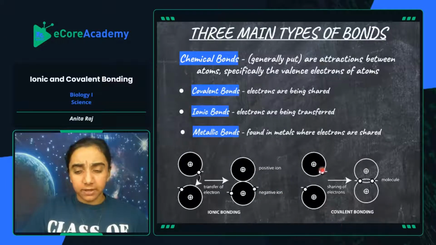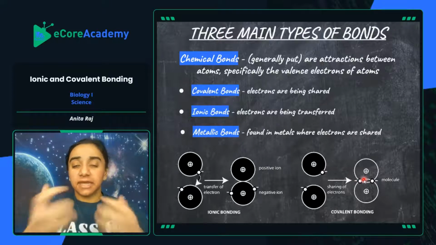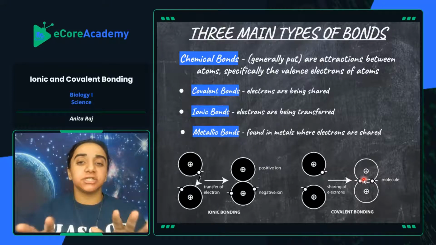Here we have covalent bonding. This is a bit different because if you see, both of these atoms have electrons, but instead of transferring the electron, they share them. So here you can see that overlap. They're sharing them. One atom does not take the electrons, and one atom does not just give the electrons.